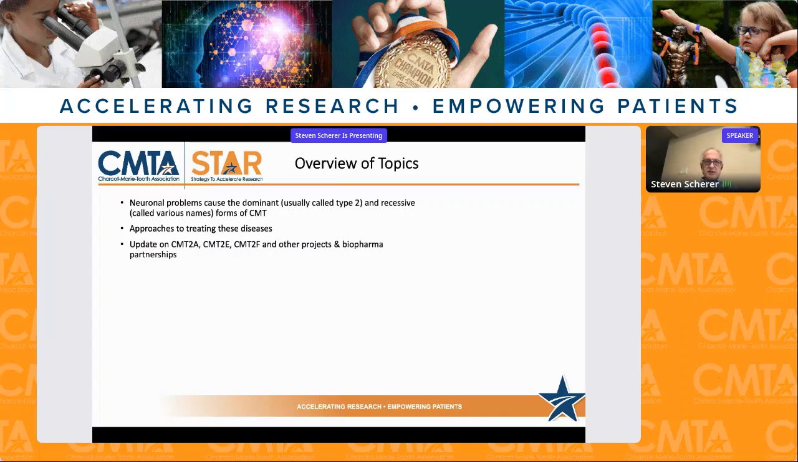So just to get us all on the same page, I want to start off by telling you that CMT is a very diverse group of diseases, at least 100 known genetic causes that can be inherited in different patterns, sometimes dominant, and those are usually called CMT2, but even recessive forms. And the commonest forms of CMT2 that we have decided to focus on at the CMT Association include CMT type 2A, CMT type 2E, and CMT type 2F, though there are other projects and other forms of CMT that I don't have time to discuss today.